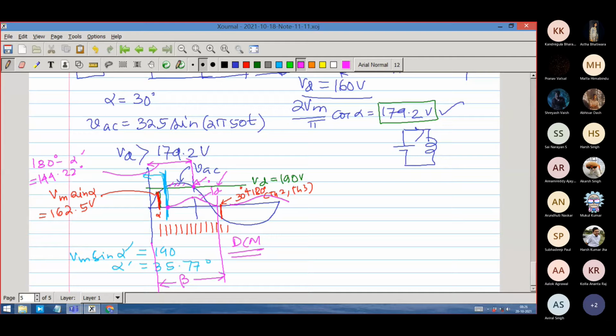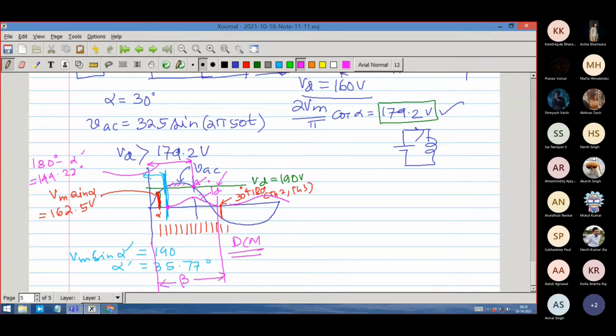So now we'll try to find a precise solution of this current, right? We'll write the basic equations and try to solve it. So let me do that. If there is any question, please tell me. Is there any question?